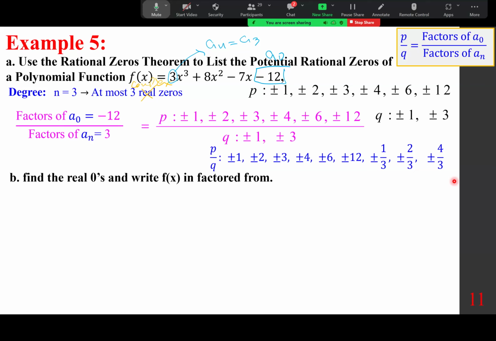Now, find the real zeros and write f of x in factored form. It has at most 3 zeros, real zeros or complex for that matter. Now, the methodology is you check, and you check with the factor theorem. You plug in 1, you plug in -1, 2, -2. Let's say you plug in 1. If you get 0, that means x minus 1 is a factor. Do you follow what I'm saying?